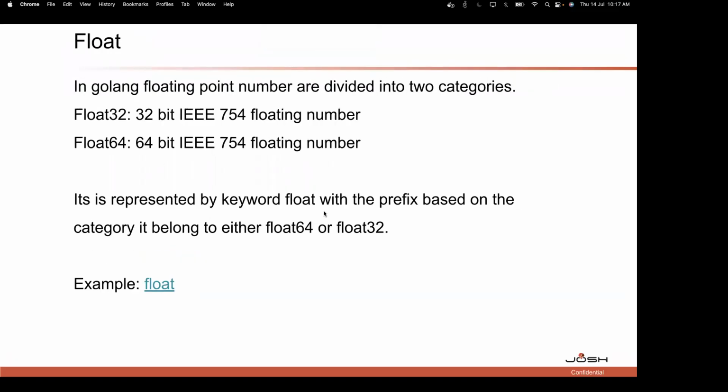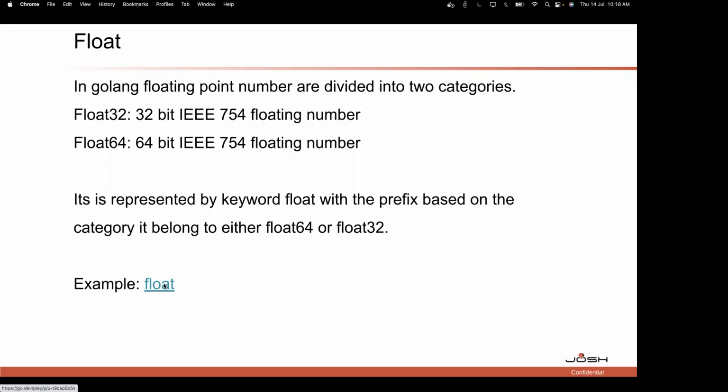The next data type is float. As we have discussed, integers have 4 different variants to save memory. Float also has 2 variants, float32 and float64. If you want to store decimal values, you can use the float data type. In Golang, floating point numbers are divided into two variants, float32 and float64. Float32 stores 32-bit IEEE 754 floating point numbers. To initialize a float variable, you use float64 or float32.